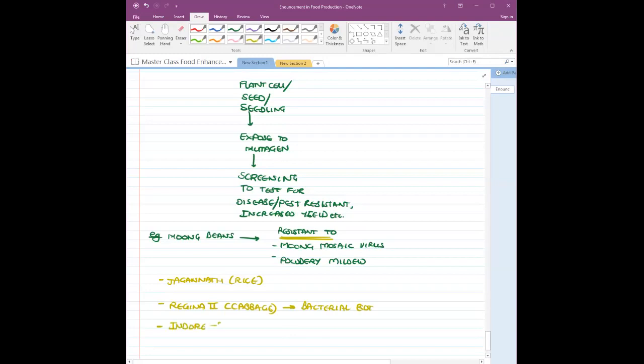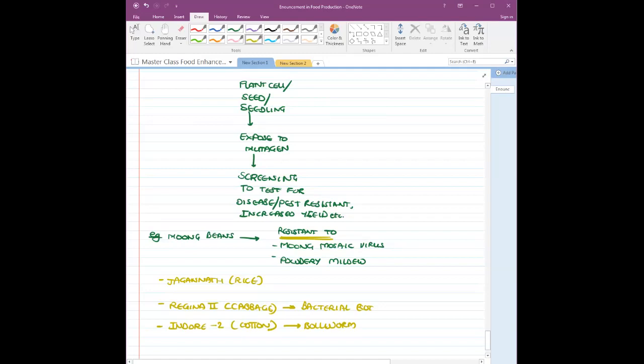Indore 2 is of your cotton. Guys, always remember cotton is susceptible to cotton bollworms, so this is going to be against bollworm. We will always target the bollworms. Ball is the cotton ball that we get, and when it is infested by worms, we call it bollworms.